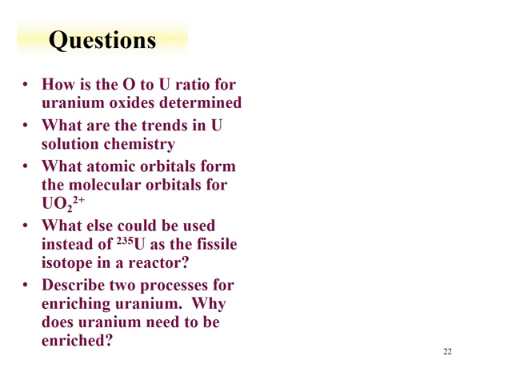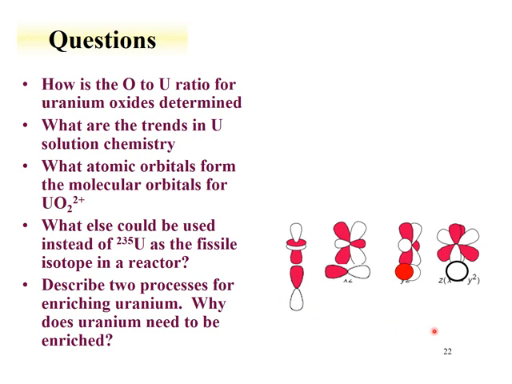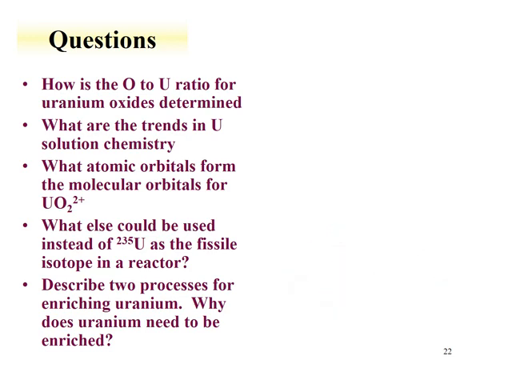What are the atomic orbitals that are used to form molecular orbitals for UO2? And those are shown here. These are just the f electron orbitals that have overlap with the pz, the oxygen p orbitals, and the oxygen s orbitals. What else can be used instead of U-235 as a fissile isotope in a reactor? Well, the other uranium isotope one could use would be uranium-233. And describe two processes for enriching uranium: a laser-based method, and two gas methods, centrifuge and diffusion.